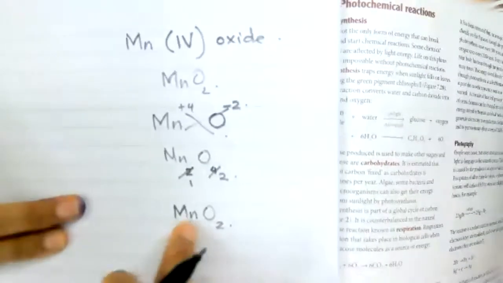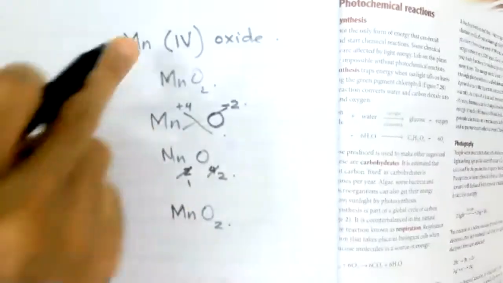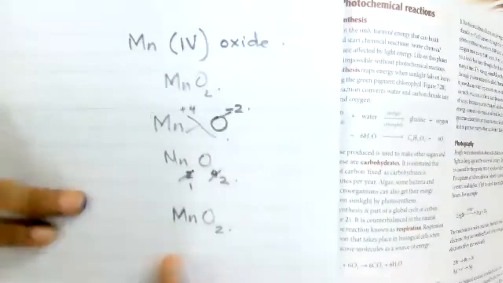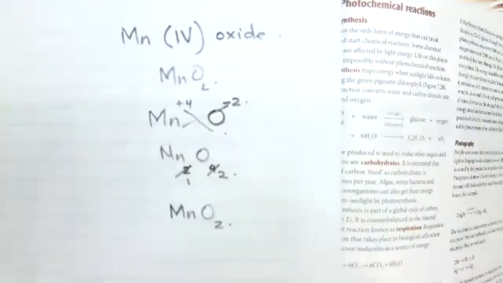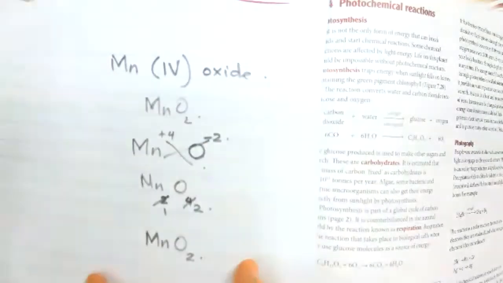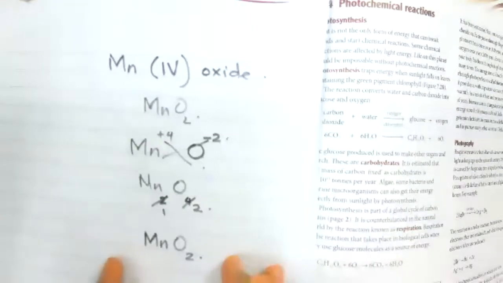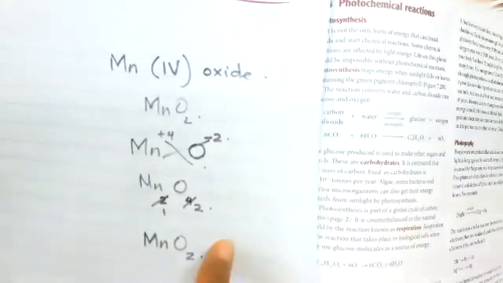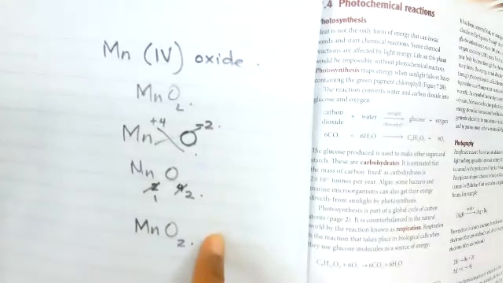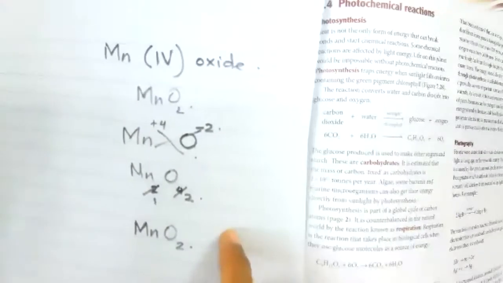You should know this. Why is the formula MnO2 when it is manganese 4 oxide? I hope you now know. If anybody does not know how to do this, please let me know. By the way, I have covered how to write formulae, and the video is on my channel as well.